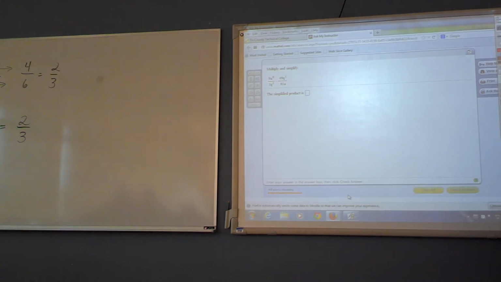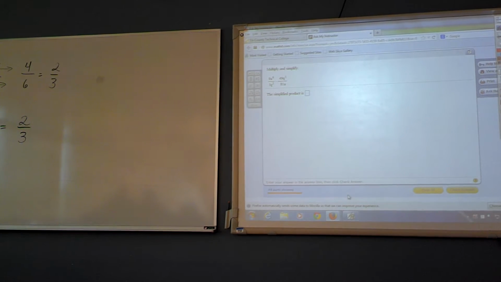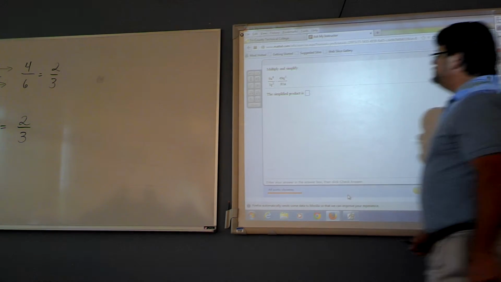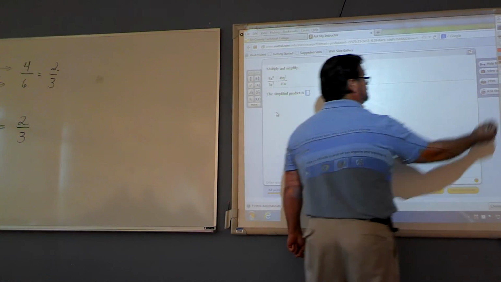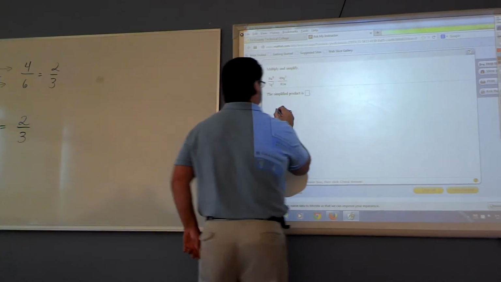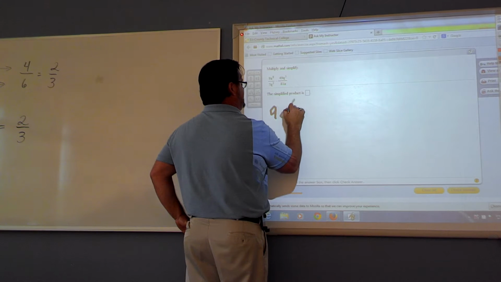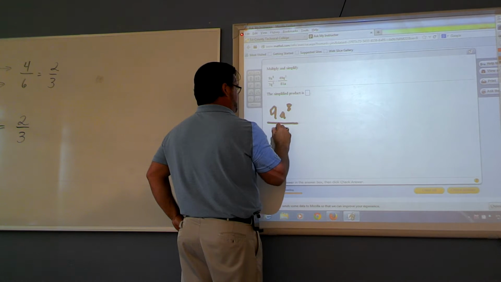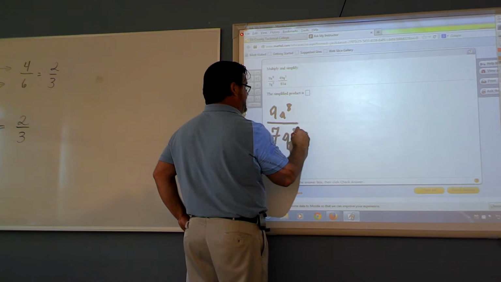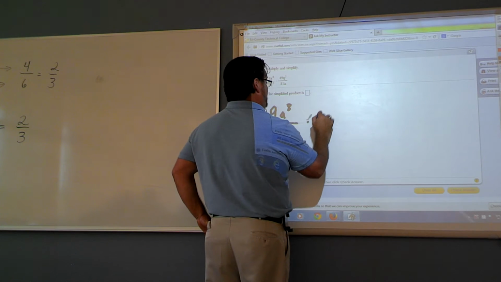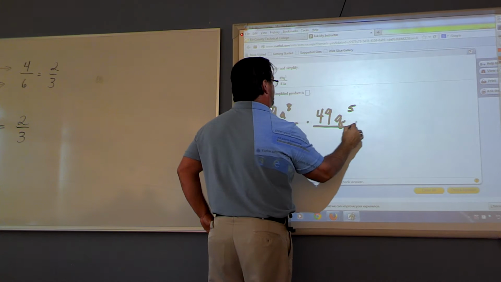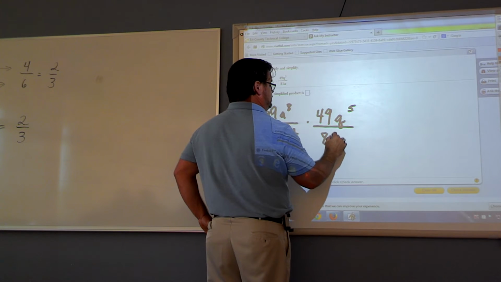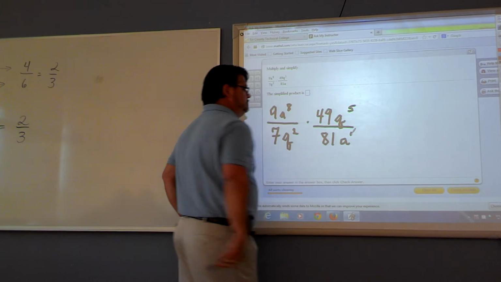Factor everything out and cancel out. Just remember, you're gonna be timed, and that's gonna take more time. So, 9 a to the 8 over 7 cubed to the second times 49 cubed to the fifth over 81 a to the first.